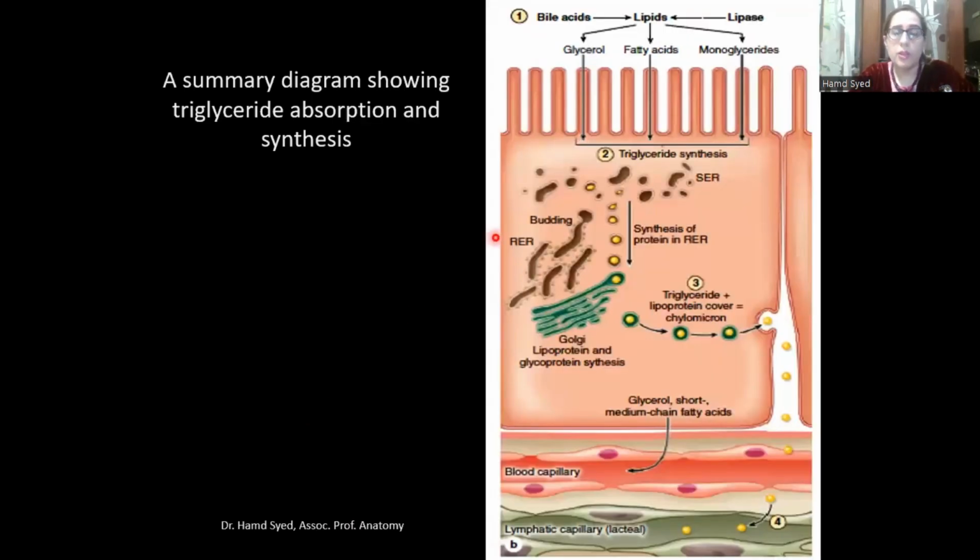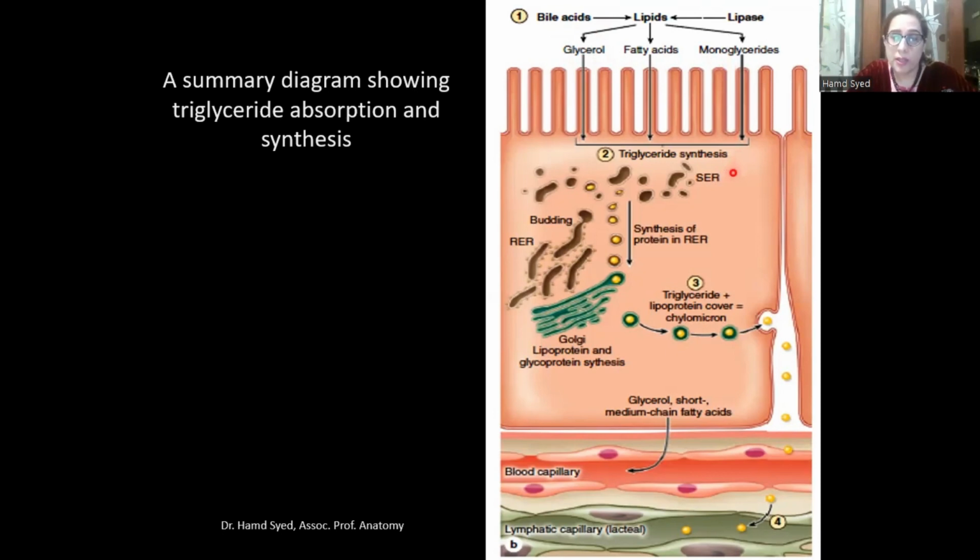Let's also look at the absorption of the triglycerides within the small intestine. Well, the very first step in the process of the digestion of the lipids is that they're going to be emulsified, that is broken down from the larger fat globules into the smaller droplets by bile acids and also by lipases. So these smaller subunits, which are glycerol, fatty acids, and monoglycerides, will be taken up by the enterocytes.